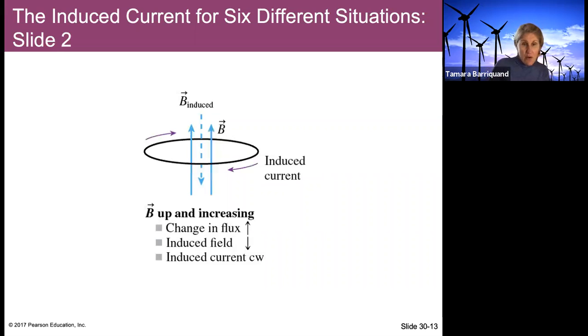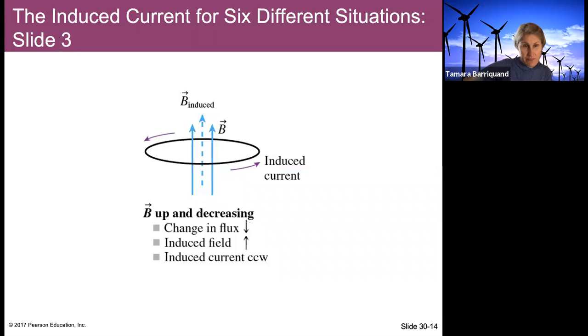Now, in this case, the magnet is up and increasing. So we're taking our magnet and we're moving it upward. If we're moving our magnet upward, we're increasing our magnetic field. So now to counter that, the loop will have a magnetic field in the opposite direction. So that will be down. And we take our right hands and we turn them around and we say down means that we must have a clockwise current. So the induced current in this case is clockwise.